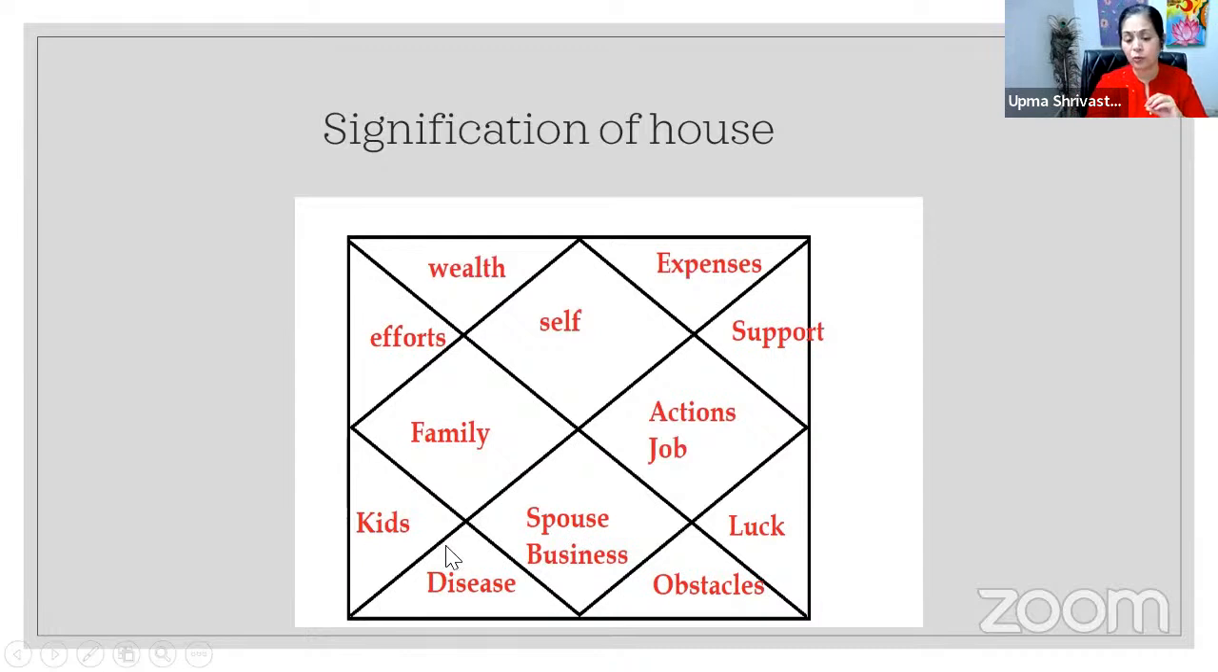So what we do in a prediction is see which is the house, what sign is placed there, and which planets are placed in the sign. Because as we see each other, in the same way a planet placed here will aspect the house opposite to it. And there are Mars, Saturn, Jupiter, Rahu, Ketu. They have some extra aspects also, and they keep aspecting different houses, and by that they change the result. So all these things we will learn in the course.